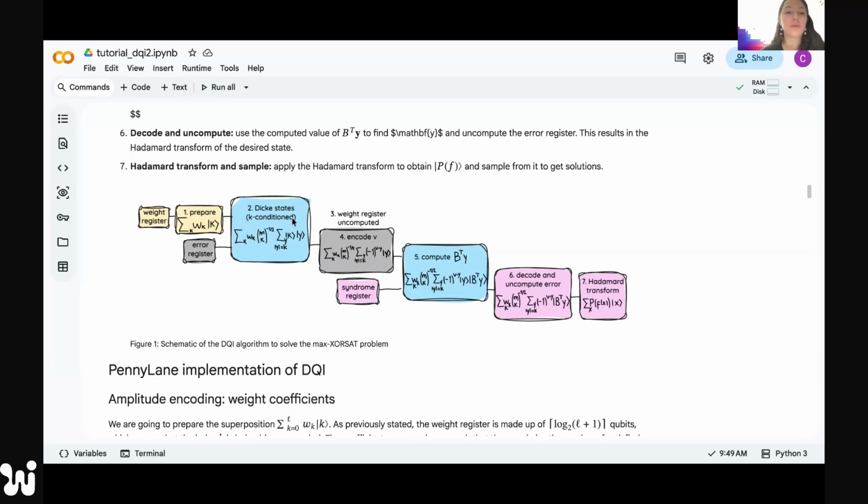This is just the preparation of the problem. Now the encoding part, this is where we actually start adding information. This is where we add the phases.